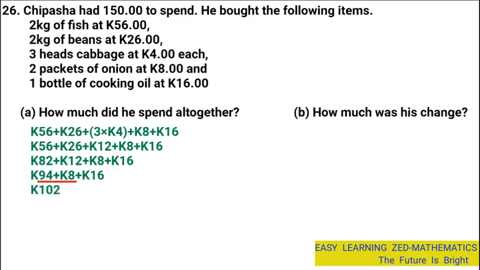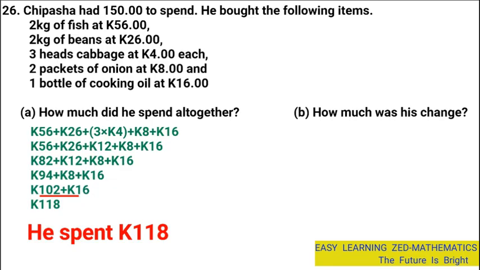So 102 kwacha plus 16 kwacha will give me 118 kwacha. So the question is, how much did he spend altogether? We are saying he spent 118 kwacha. In case you are wondering about the zeros that are holding the Ngwe's section, it doesn't matter. As long as there are zeros, you can ignore them or you can put them, but the value will be the same.